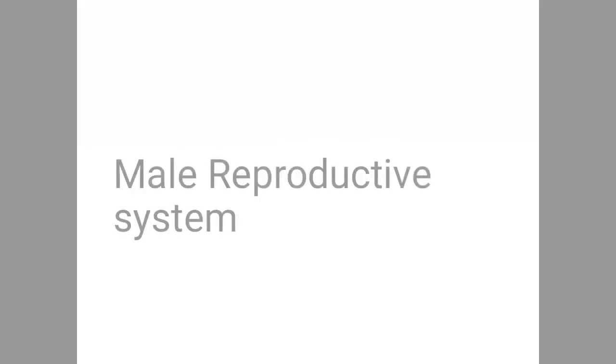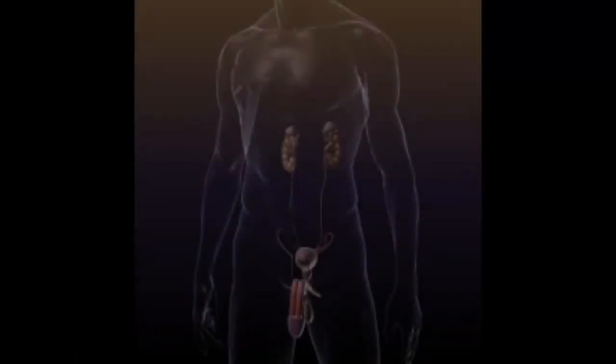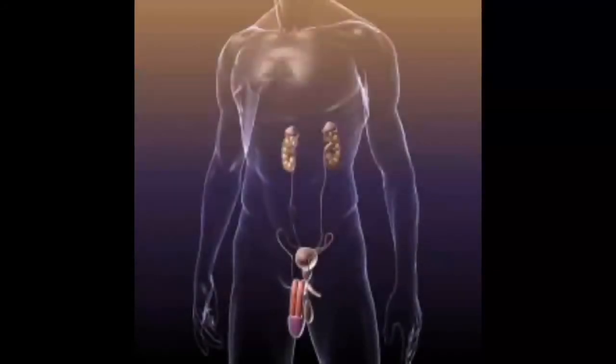We're done with the urinary system, and now let's proceed to the male reproductive system. The functions of the male reproductive system include producing and transporting sperm, ejaculating into the female reproductive tract, and producing and secreting male hormones.